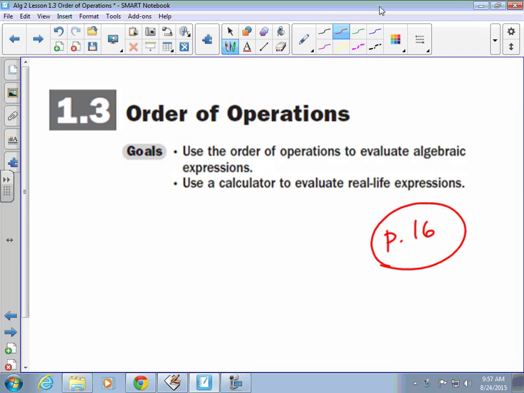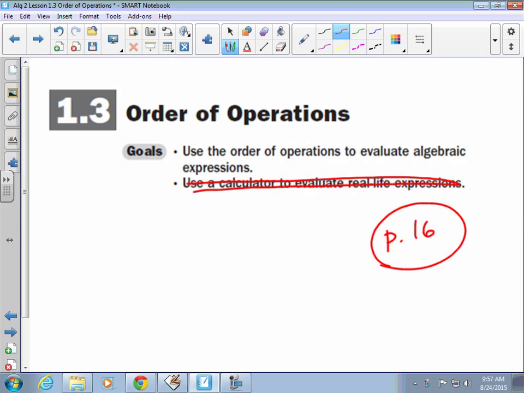This is Algebra 1, Lesson 1.3. We're doing order of operations. A couple of goals. We're using the order of operations to evaluate algebraic expressions.